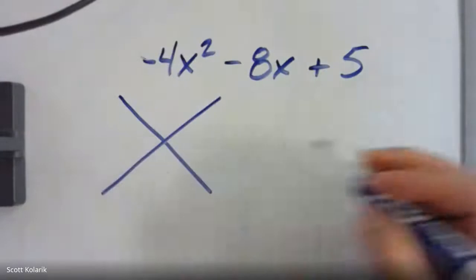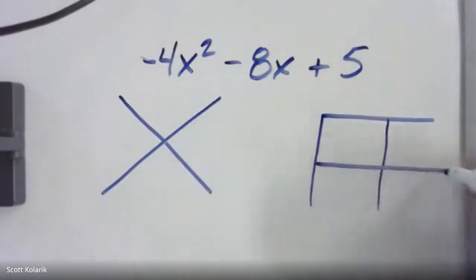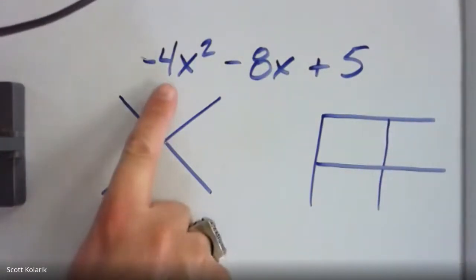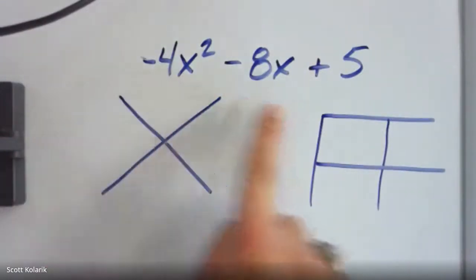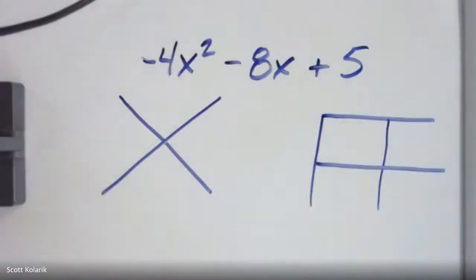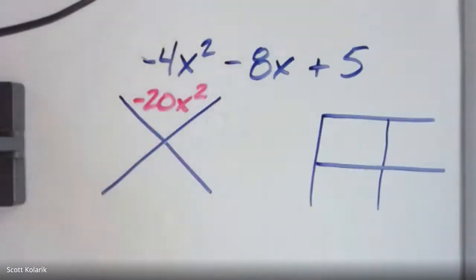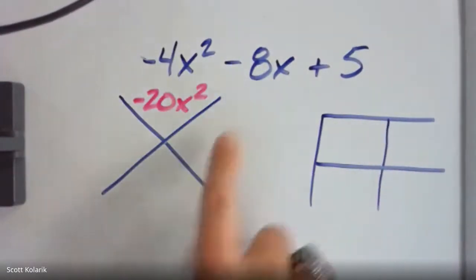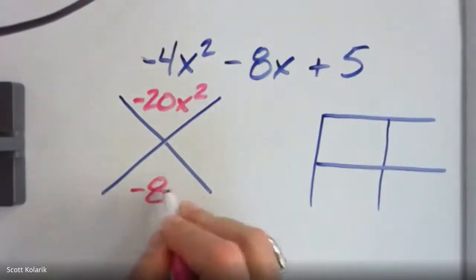Here is my x. Here's my table. Again, these are just organizational techniques. There's no real magical math operation happening here. Okay, so just as before, top of the x, first term times my last term. Just keep track of your signs. So negative 4x squared times a positive 5 would be a negative 20x squared. Bottom of my x is just the middle term, sign included, negative 8x.